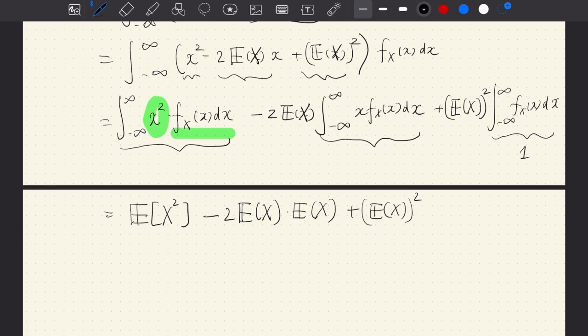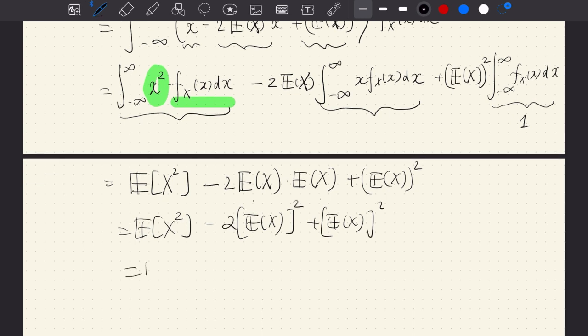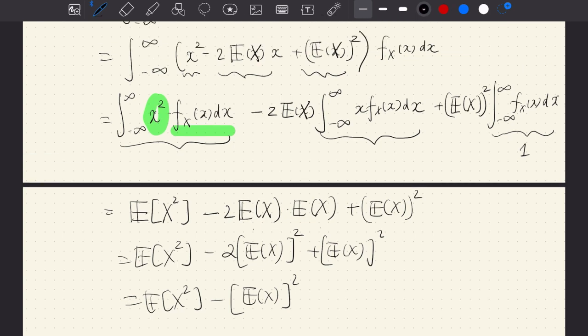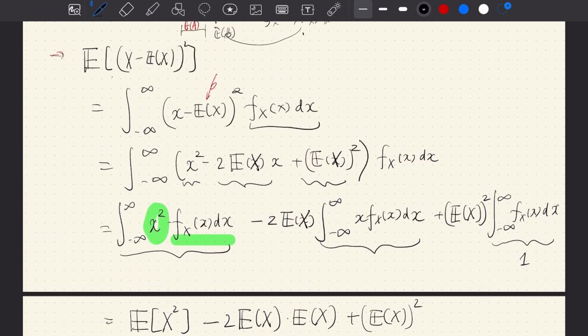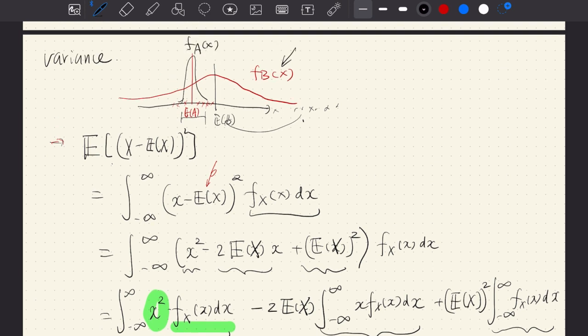Okay, so here you have 2 times expectation of X times expectation of X, so this is equal to expectation of X squared minus 2 times expectation of X taken the square plus expectation of X taken the square. So this is equal to expectation of X squared minus expectation of X taken the square. This is an alternative formula you can use to evaluate the variance of X, which we usually write as Var(X).